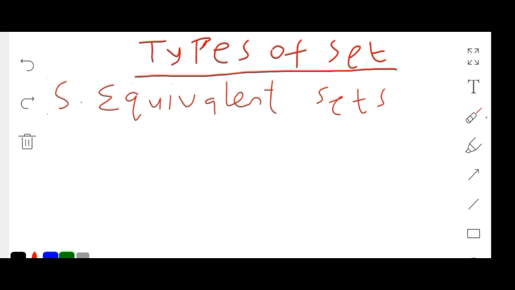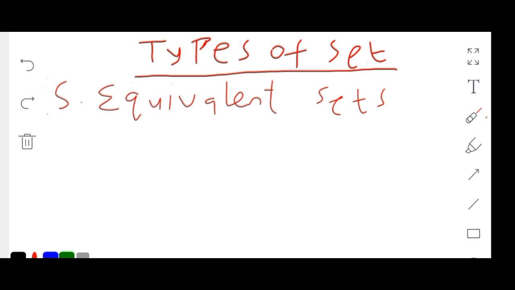Equivalent sets. What are equivalent sets? Equivalent sets are sets that have the same number of elements but not necessarily the same elements. Equivalent sets are sets that have the same number of elements but not necessarily the same elements. Let me try and give you an example so you can understand what I mean by equivalent sets.